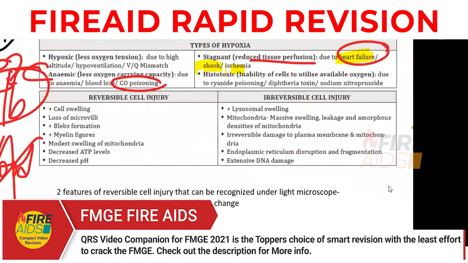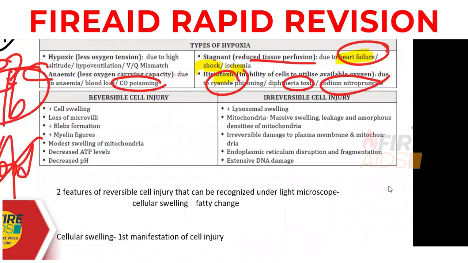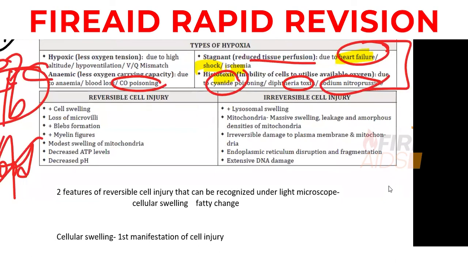The last is histotoxic hypoxia. This means the cells are not able to utilize the available oxygen. Why? The patient is poisoned with cyanide or a toxin, that is diphtheria toxin, or nitroprusside. These two drugs and the diphtheria toxin, these three things can cause histotoxic hypoxia. So overall, hypoxia is very important.